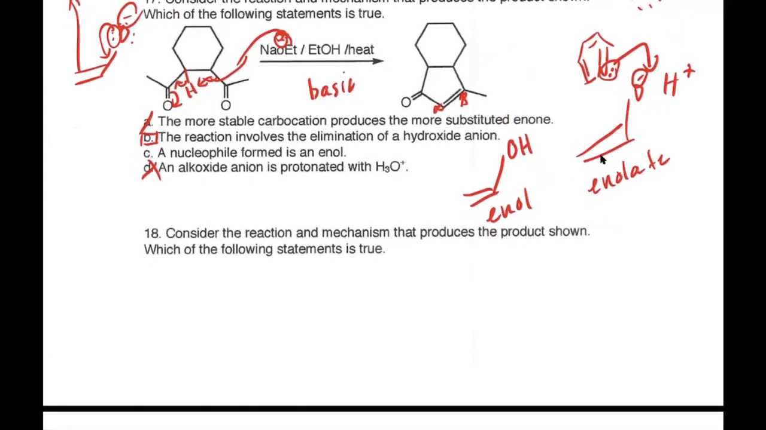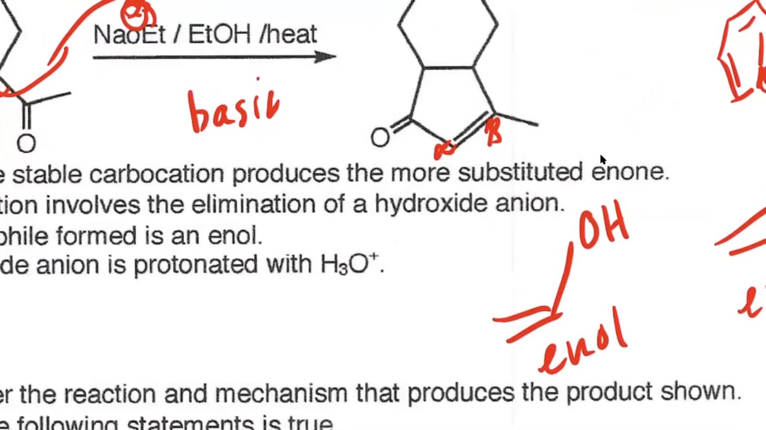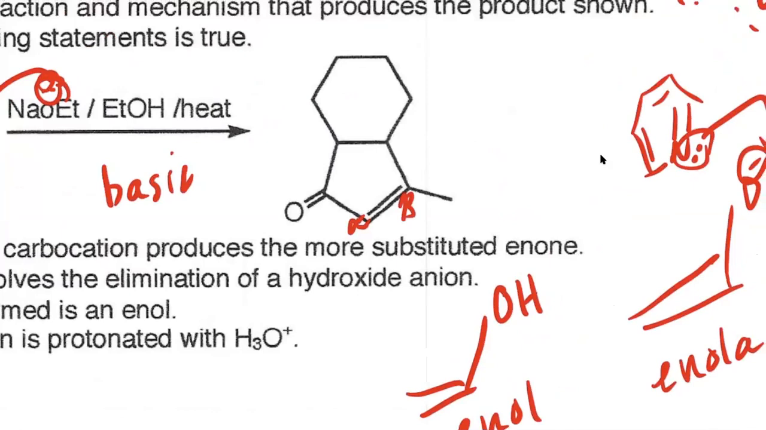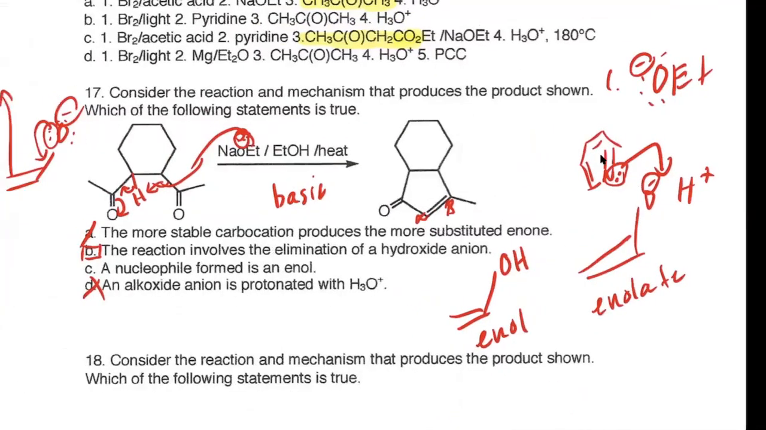And that's how we would form this double bond over here. So we have an elimination. That's how the double bond should form, is through an elimination.